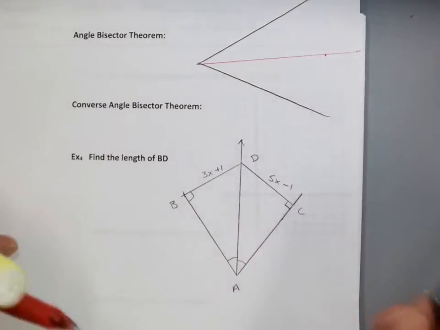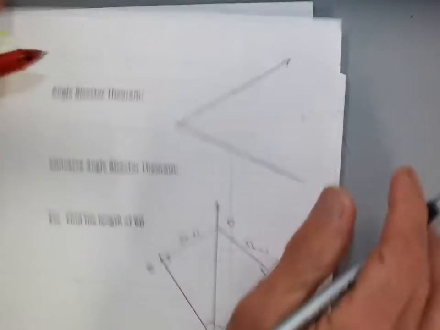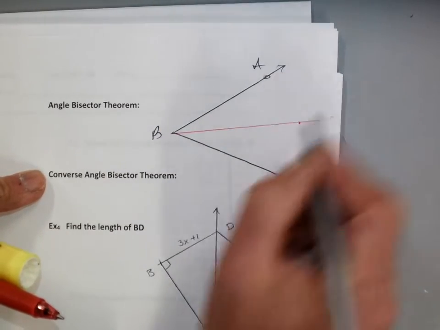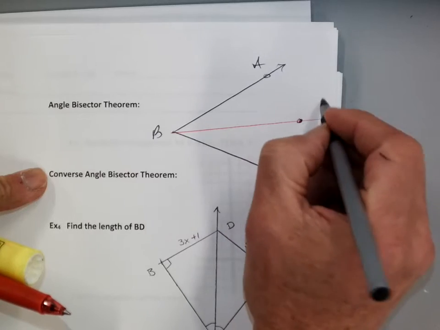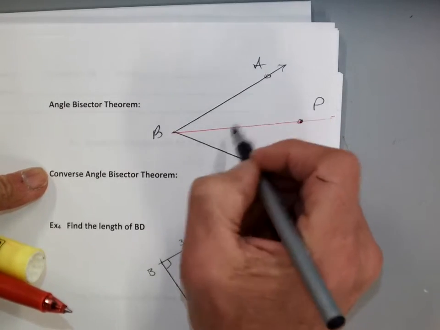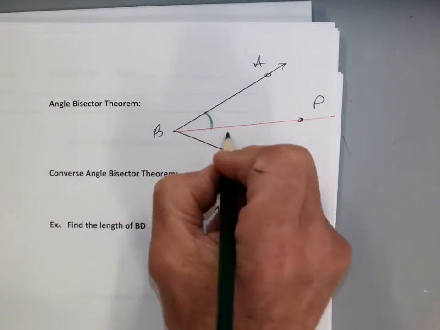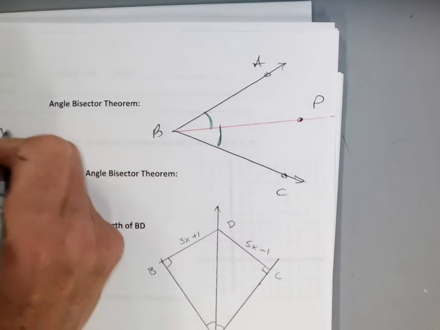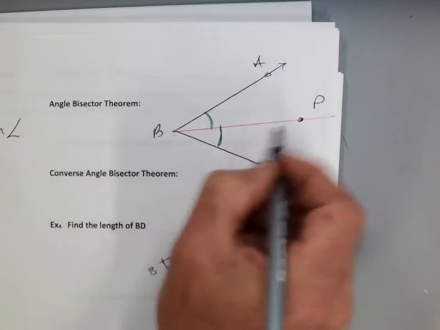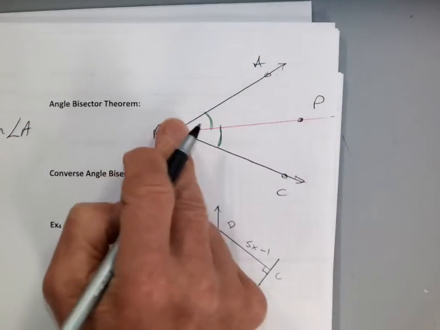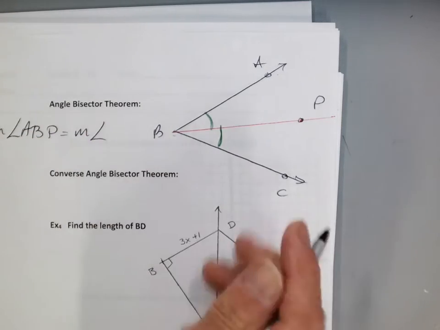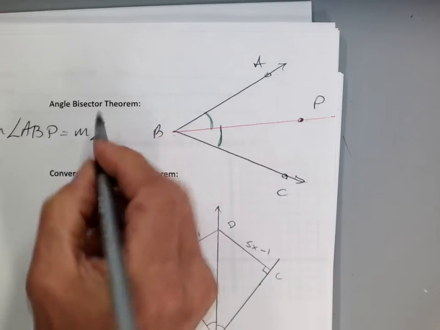Okay, let me label. Got my A, B, C. If I cut it in half, then let me make this be point P. So then I know that this angle here is equal to this angle, because I cut it in half. I'd say the measure of angle ABP, see the M for measure, is equal to the measure of angle CBP.